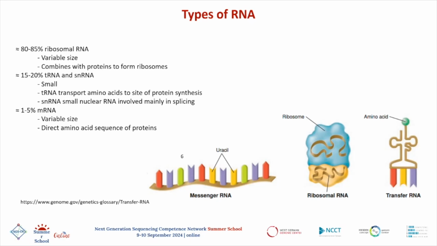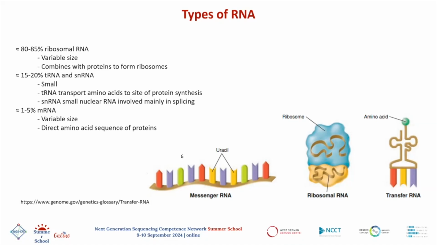But if we think biologically of what is inside a cell and which kind of RNA we can find, most of the RNA are the so-called ribosomal RNA, and they have relatively variable size, and they combine with protein to form ribosomes. So they are RNA which are structural, which play a critical role in the function of the cells, but they don't code for a protein. They are just part of a complex of protein and RNA, which is critical to translate the RNA into proteins.